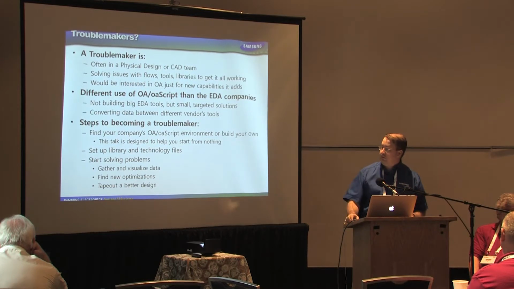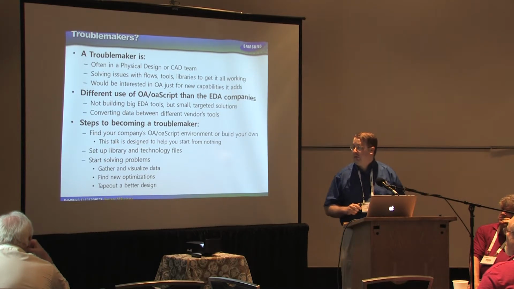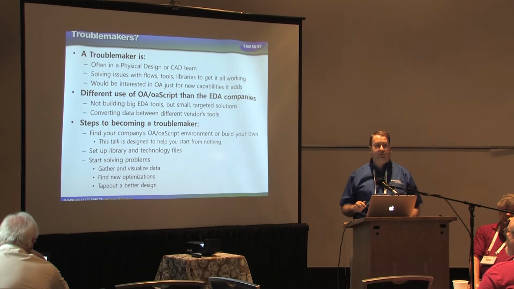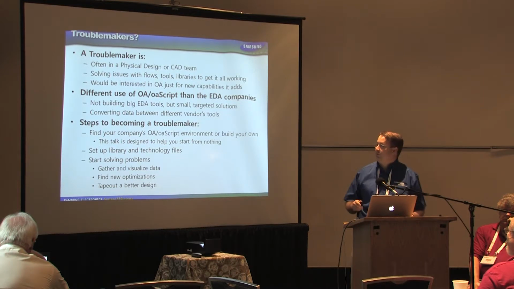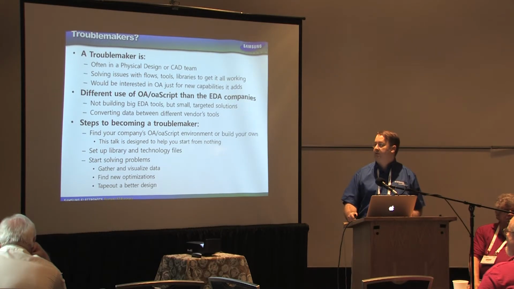So I'm going to go over today some steps that go into being a troublemaker. So first is you find your company's OA Script environment or build your own. I have some tips along the way if you have to build your own. You need to set up your library and technology files, and then you just start solving problems, finding solutions, and ultimately just find ways to tape out a better design.